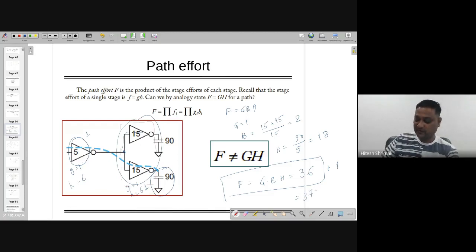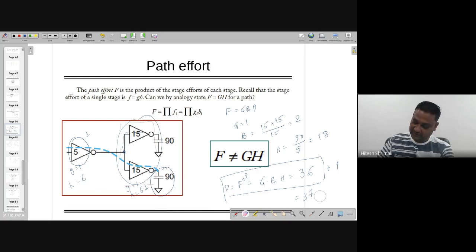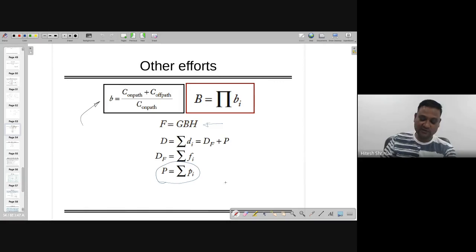Note that whenever I'm writing anything in terms of some number, there is some hidden tau. Tau is the technology value which needs to be taken into account. If you don't write it down, it's independent of the technology, and you can always change the technology and you can have the correct answers. That's why we are not adding that. Okay, so these are the new equations.